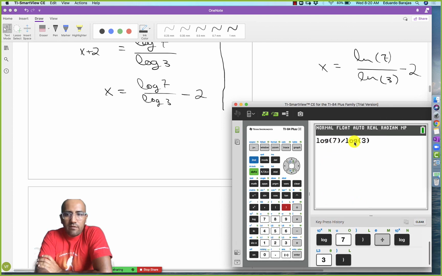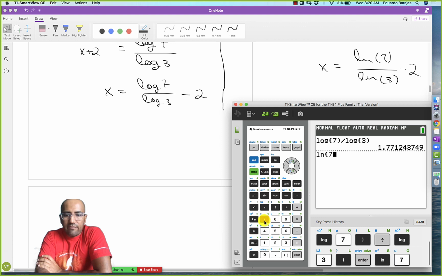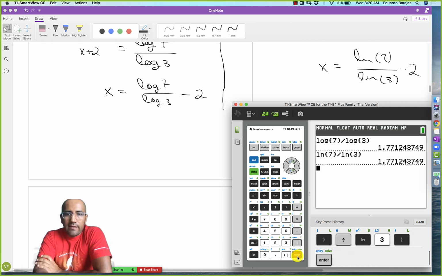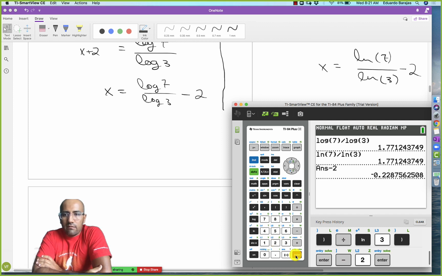So log of 7 divided by log of 3 is going to give me some decimal. And that decimal is going to be the same as ln of 7, close parentheses, divided by ln of 3. Either way, we get the same decimal. And now that decimal gets subtracted by 2. And we get that value, negative 0.2288, rounded to 4 decimal places.